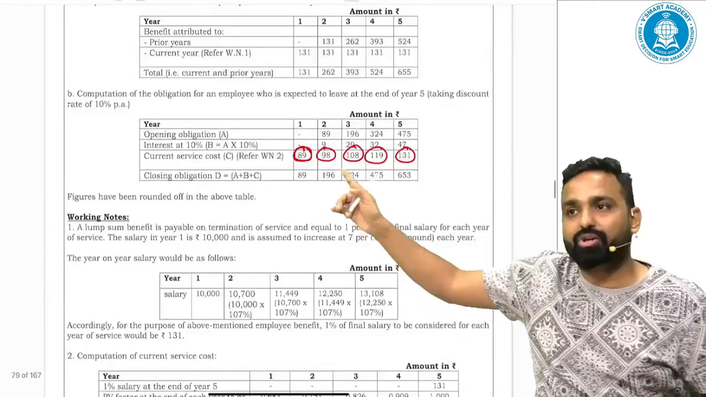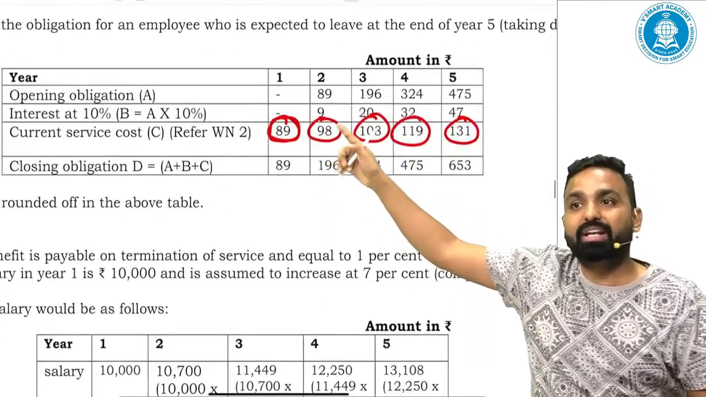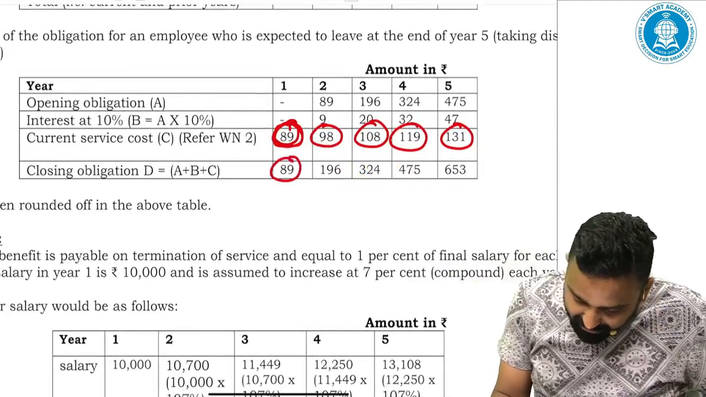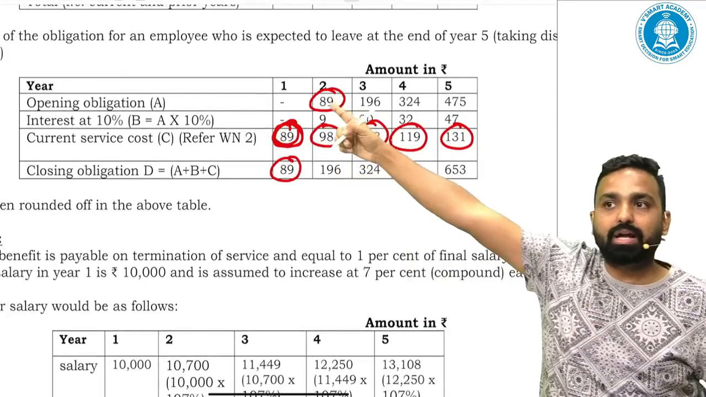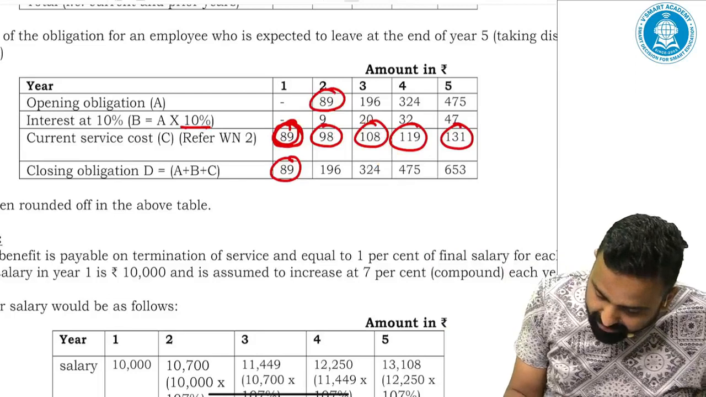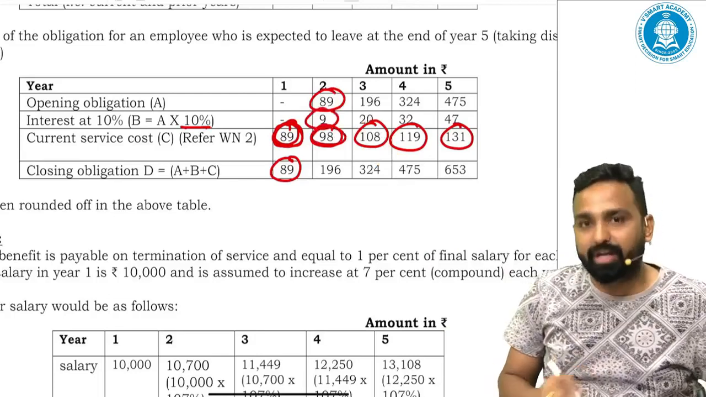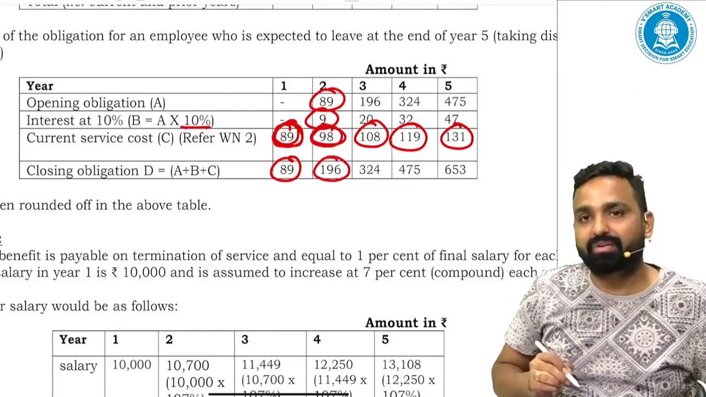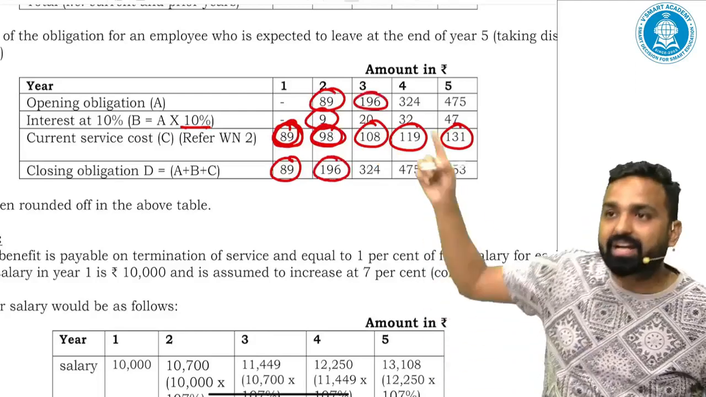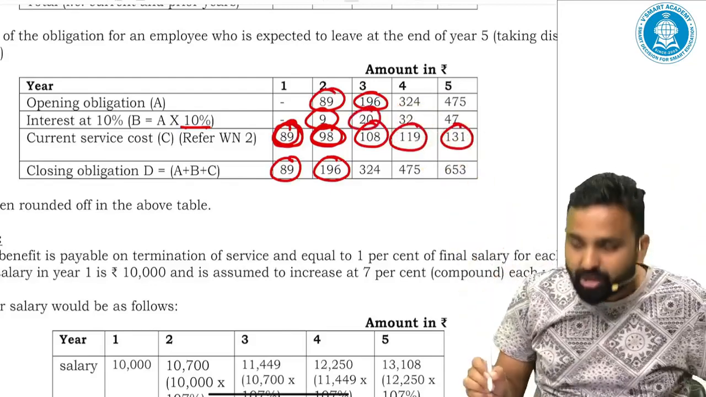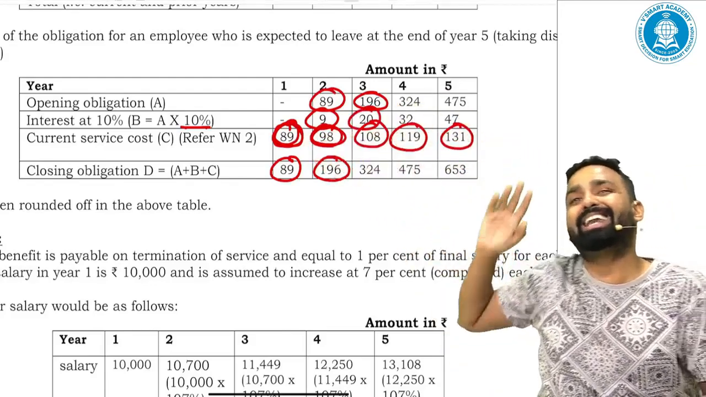And by creating current service cost, from the next year onwards, we create the interest cost also. Because this 89 will become the closing balance. In the second year, it becomes the opening balance. And on opening balance, we'll calculate the 10% interest cost of 9. In the same way, service cost of second year will be recorded. Overall total closing balance is 196. In the third year, it will be 196 opening, and we'll calculate the interest on 196, that is 20 rupees. So this is how we used to calculate the interest cost.